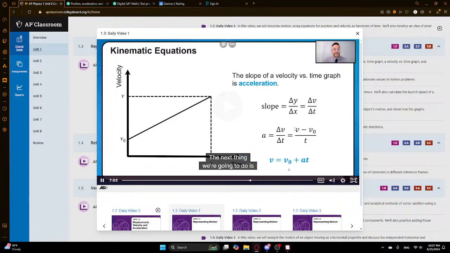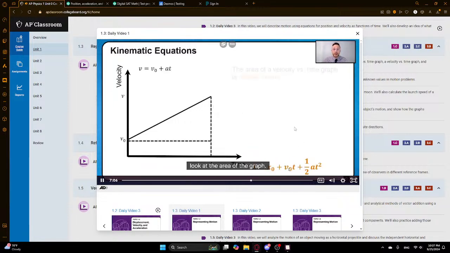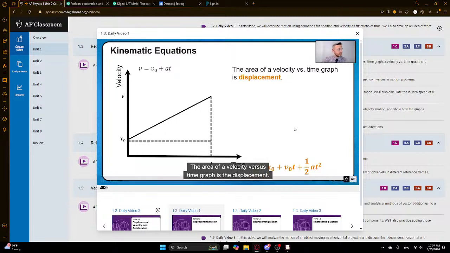Alright. The next thing we're going to do is look at the area of the graph. The area of a velocity versus time graph is the displacement. We're going to use this idea to develop this kinematic equation. So the final position is the initial position plus the initial velocity times time plus 1/2 the acceleration times the time squared.